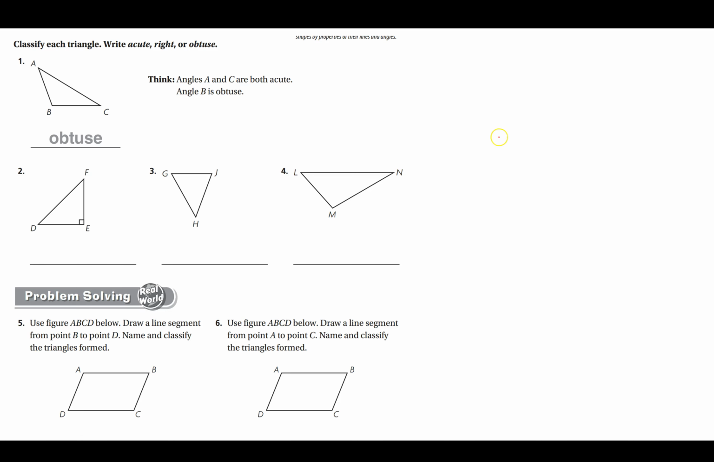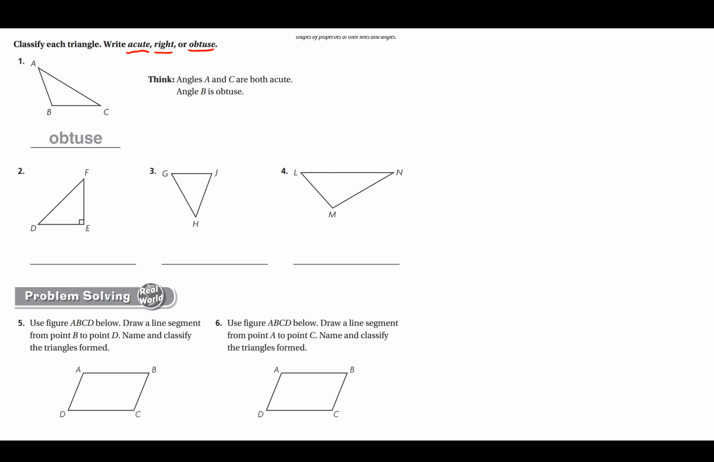All right, welcome back. This is Chapter 10, Lesson 2, so 10.2, and we are looking at the P173 page in the practice book. All right, it says classify each triangle, write acute, right, or obtuse. So triangles can be classified by their sides or their angles. In this lesson, we're classifying them by their angles.